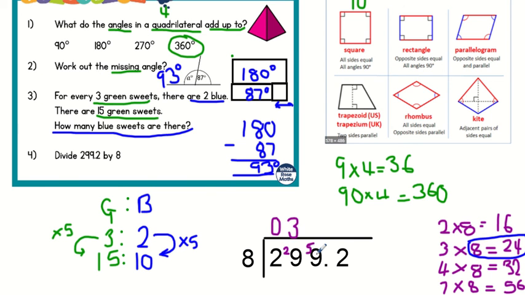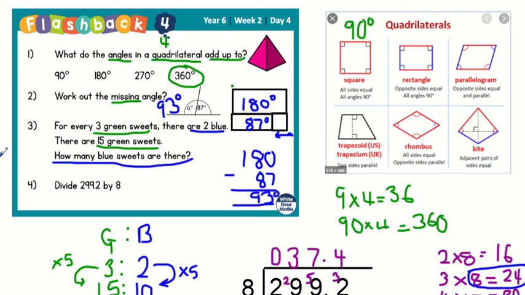So now we're thinking 8 into 59. The closest I can get is 56, which is 7 times. And that will give me a remainder of 3. Okay, I've reached the decimal point, so at this point I'm going to put my decimal point in. I'm going to be thinking 8 into 32 goes exactly 4 times. 4 lots of 8 is 32. So my answer is 37.4.